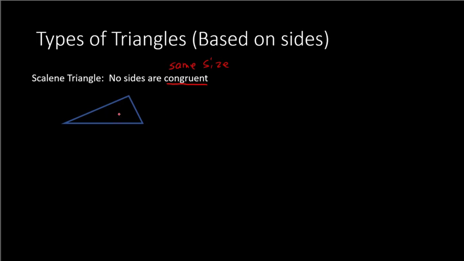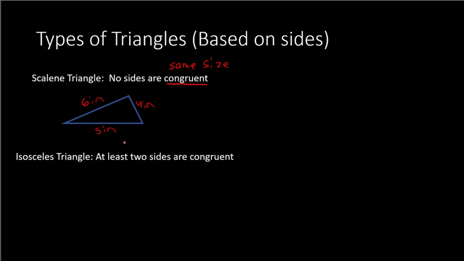So here, no sides are the same length or same size. So here's an example of that. In this triangle, each side is a different length. No sides are the same. So that would be a scalene triangle. So for example, this could be maybe 6 inches, maybe this is 5 inches, and maybe this over here is 4 inches. They're all different lengths. So therefore, this triangle would be scalene.